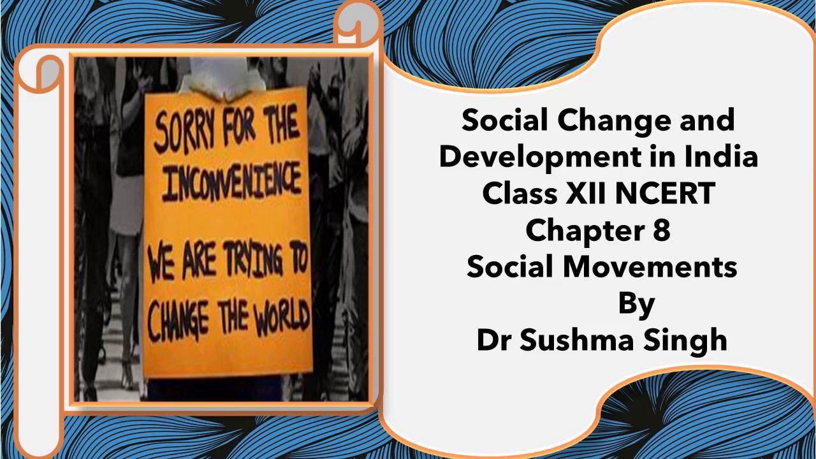Sushma Singh. Let us start discussion on Chapter 8, Social Movements. And our topic is Workers' Movements. Factory production began in India in the early part of the 1860s.